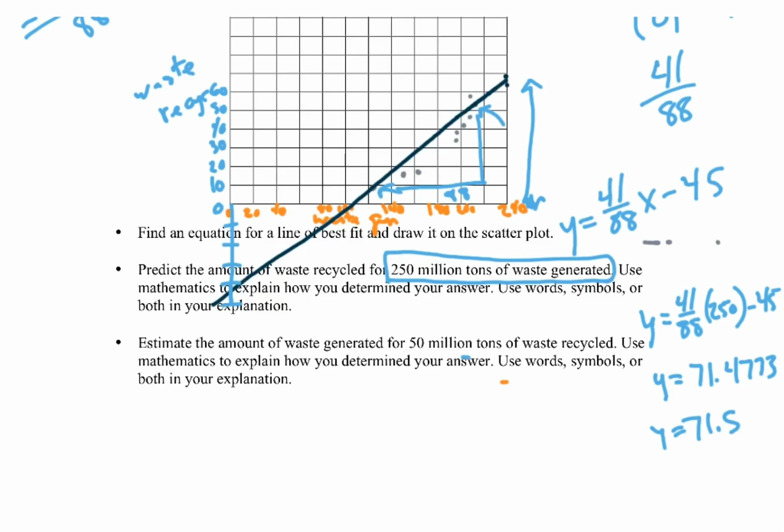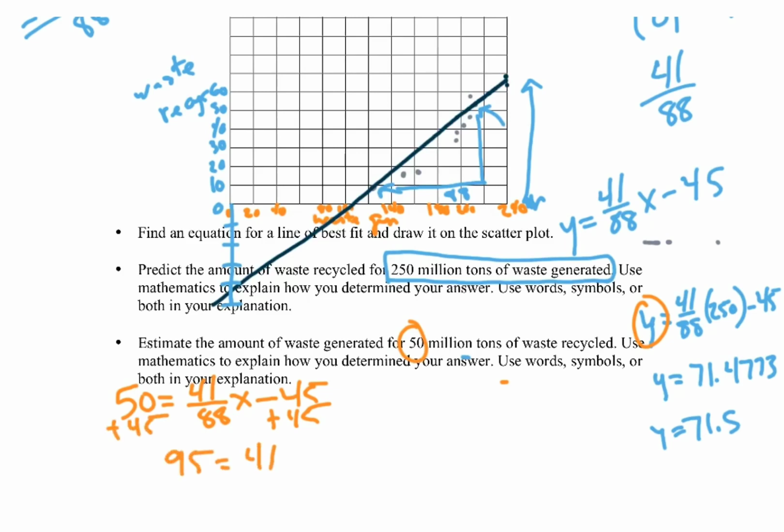Now it says estimate the amount of waste generated for 50 million tons of waste recycled. So now we're kind of going backwards. In this case, the y value is what we have. So we'd go 50 equals 41 over 88x minus 45. I add 45 to both sides first, giving me 95 equals 41 over 88x. I times both sides by 88, so I go 95 times 88, giving me 8,360 would equal 41x, because those would cancel.